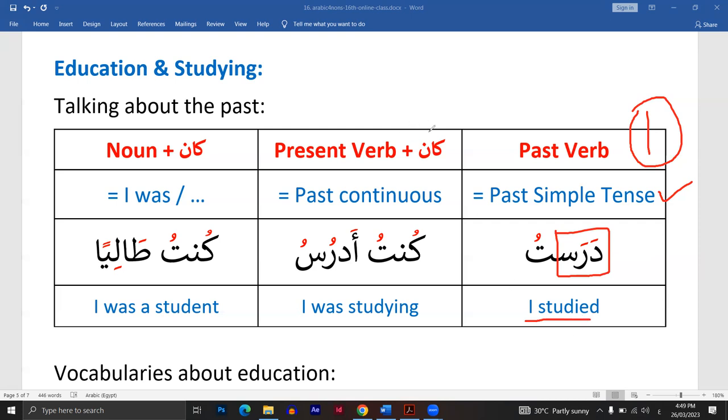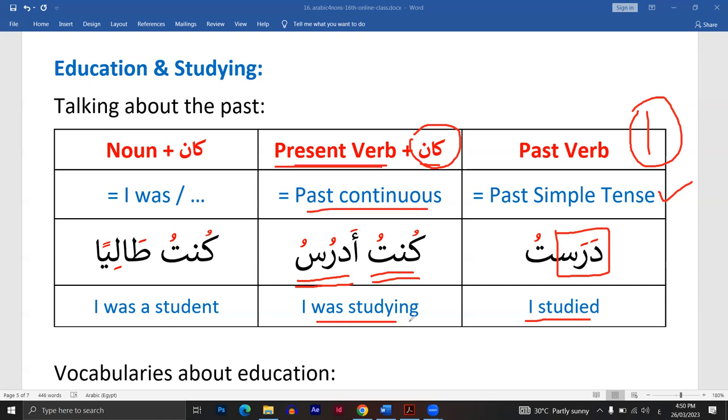Then we can use kana plus a present verb. This is equivalent to the past continuous. If you want to talk about an event that was continuous in the past, you can use this combination. And of course, you must conjugate both verbs with the subject you are using. For example, I'm talking about myself, so I'm going to conjugate kana to be kuntu and yadrus to be adrus. Kuntu adrusu. So kuntu is a past verb, the past of kana, and adrusu is present.